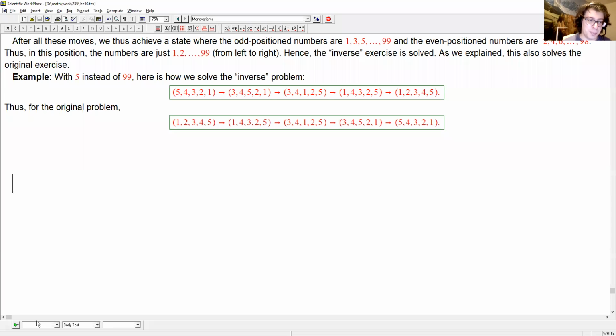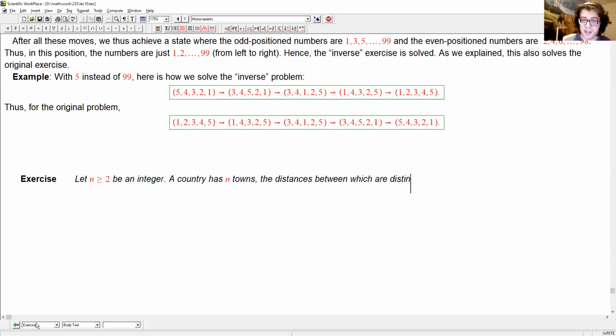Here is a geometric puzzle. A country has n towns. Let n be at least 2. A country has n towns, the distances between which are distinct. That's just so that I don't have to mess around with ties.